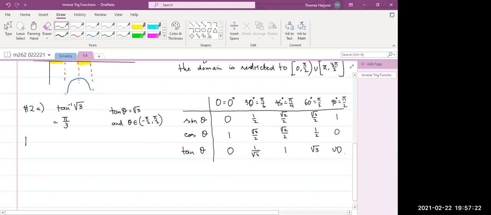How about number 2b? What is secant inverse of 2?